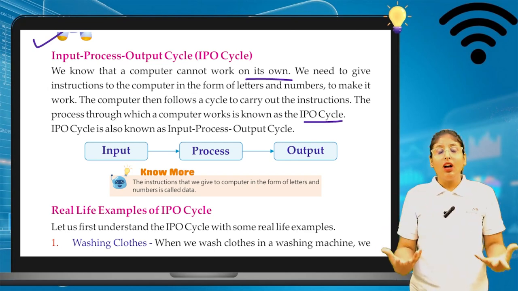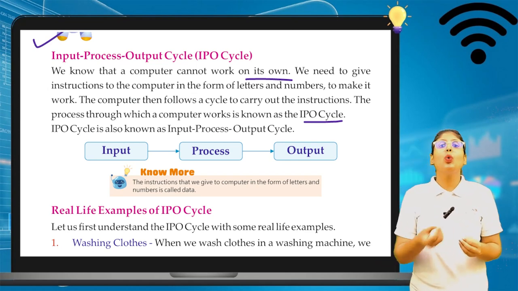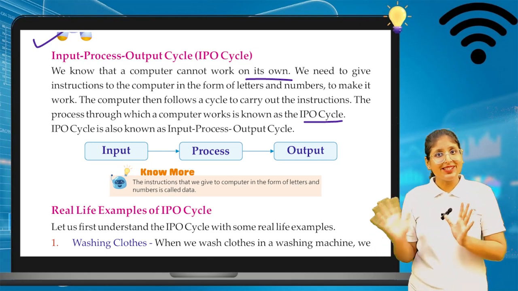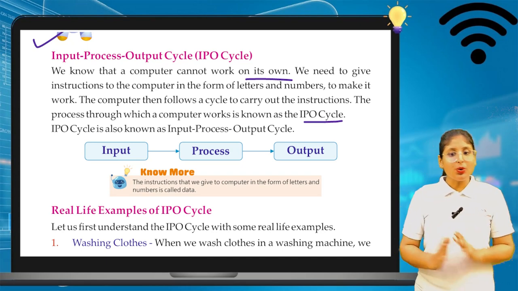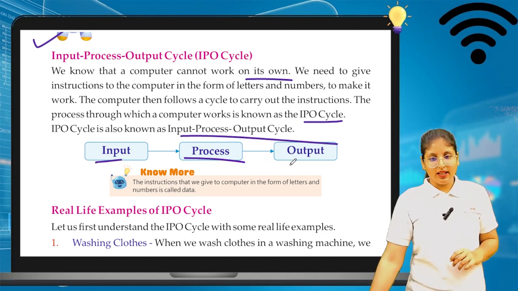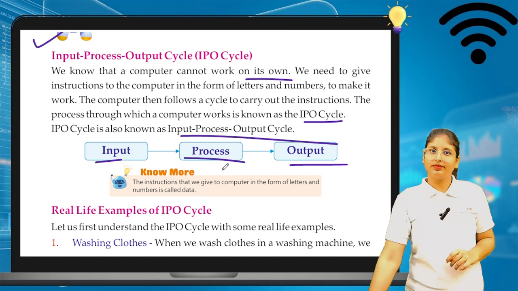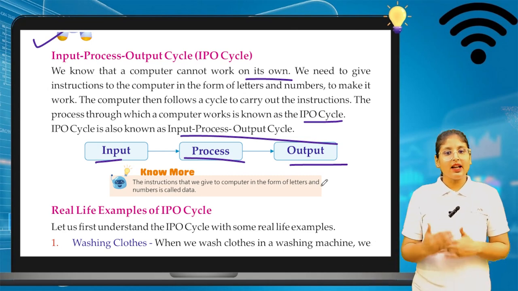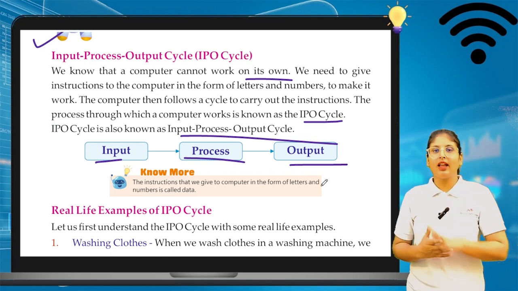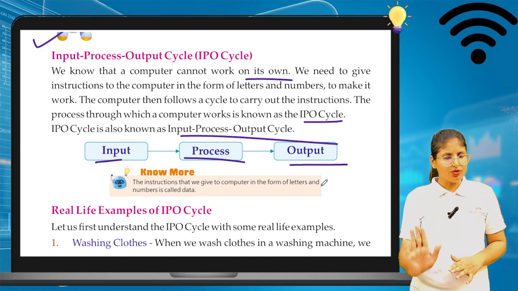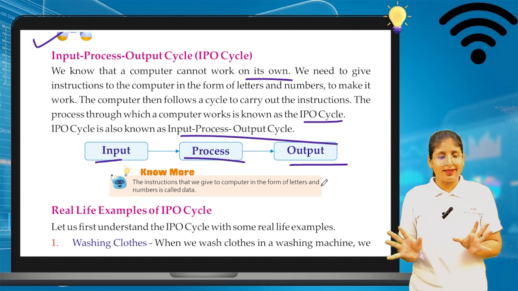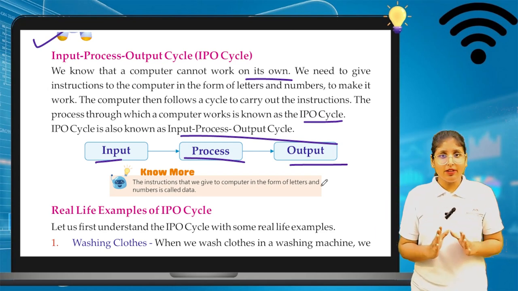That means we can say how the computer is working. The work culture of the computer is known as the IPO cycle. IPO cycle is also known as input, process, output. So the input should be processed, and then the output should be there. Just wait a minute. I know you do not yet understand what input, output and all these things are. I'm here to help you out.